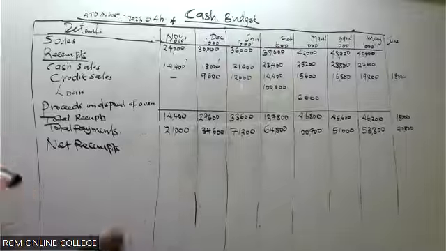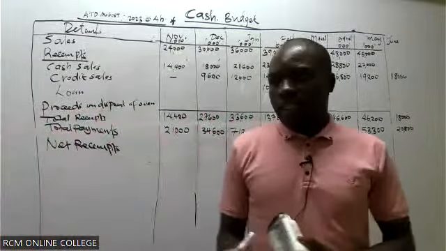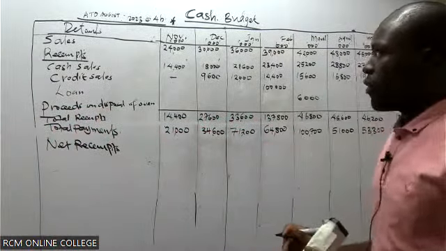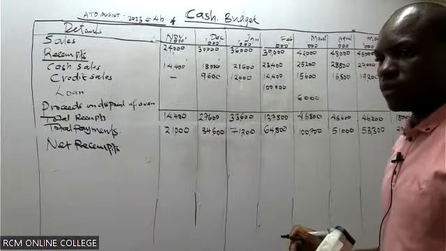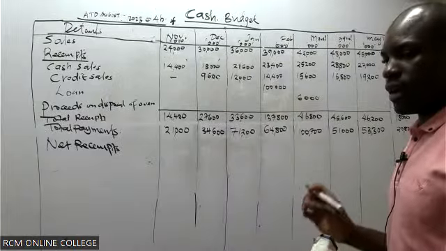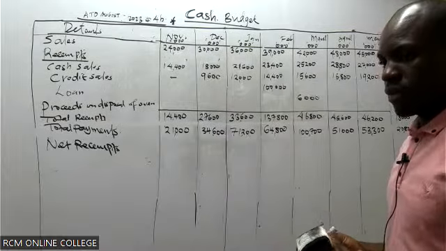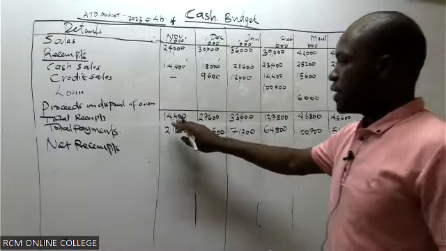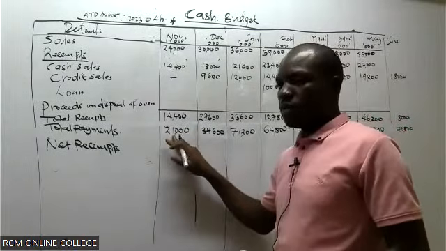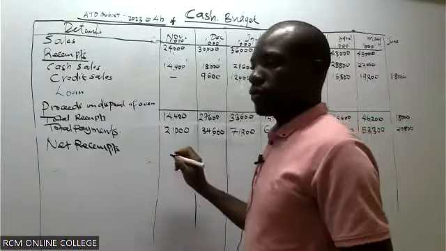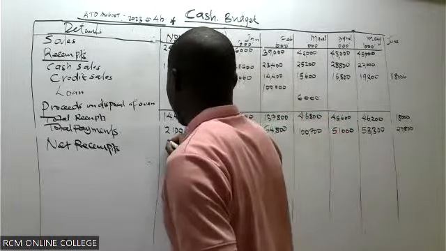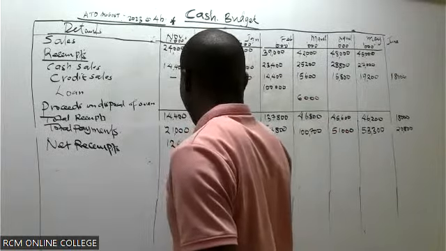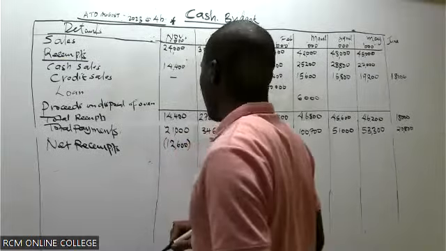So hapo tunakuwa na ngapi? The first one tunakuwa na ngapi? Net receipts for November. Tufanye haraka kidogo please. The difference, this one minus this, tutapata ngapi? 12,600. Of course it is. They spent more than whatever they received.